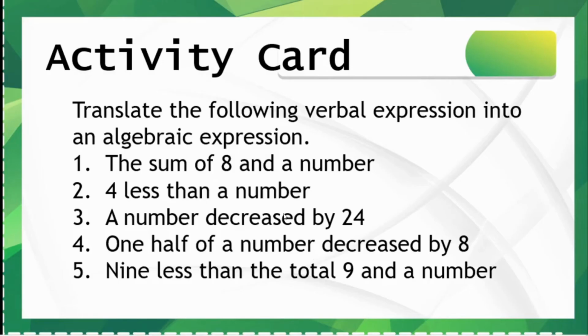For your activity card, you are going to translate the following verbal expressions into algebraic expressions. So, the first one is the sum of 8 and a number. 2 is 4 less than a number. 3 is a number decreased by 24. 4 is 1/2 of a number decreased by 8. And 5 is 9 less than the total of 9 and a number.